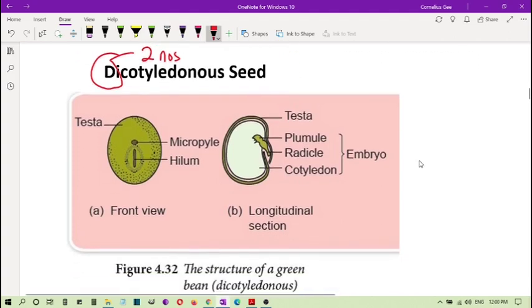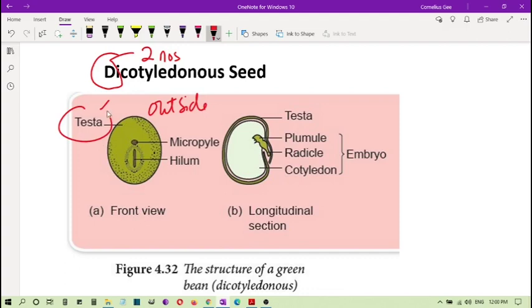In our textbook, this shows you the general diagram of a seed from the outside, the external. So you have the testa, which is the skin that protects the seed. The micropyle is a tiny hole, and its function is something like our nose, which allows us to breathe. The hilum is, let's say, where the seed was attached to the fruit earlier.